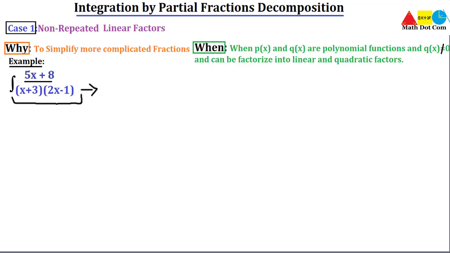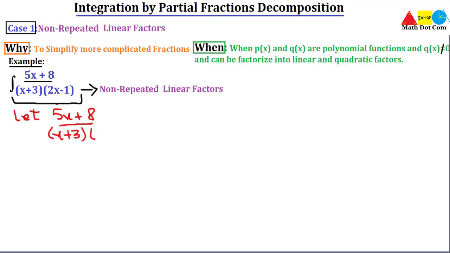So we are going to discuss how we will solve such a function where we have non-repeated linear factors in the denominator. We will start with 5x plus 8 divided by x plus 3 times 2x minus 1. This is actually the method of partial fraction decomposition. You have to follow that exactly in order to simplify this expression, as otherwise it is difficult for us to find the integration of the given function.